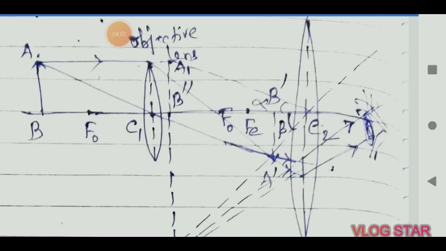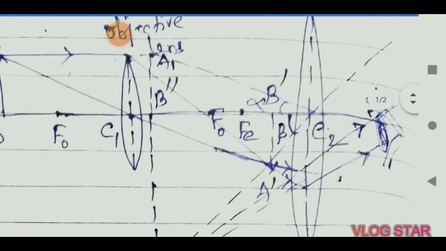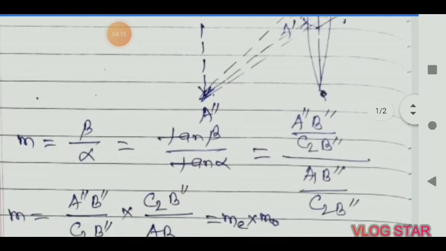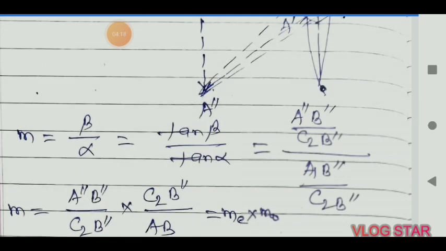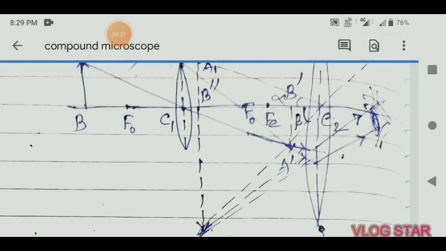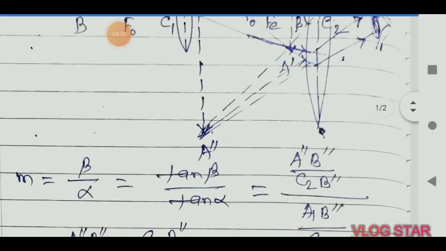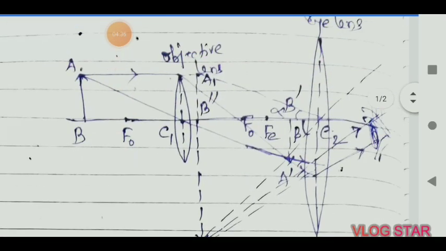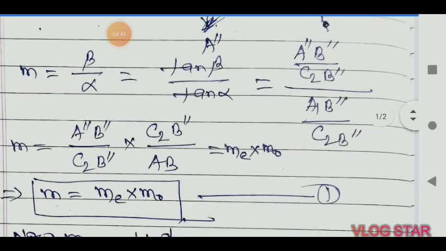Similarly, the angle formed by the object AB we have marked here. This one is alpha. This is the angle formed by the object. So that one will be the ratio of beta upon alpha, and for a small angle that will be taken as tan beta upon tan alpha. We put their values: tan beta is A double dash B double dash upon C2 B double dash, and tan alpha is A1 B double dash upon C2 B double dash. Okay, you can see this one.